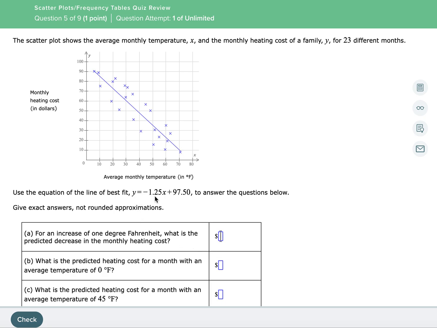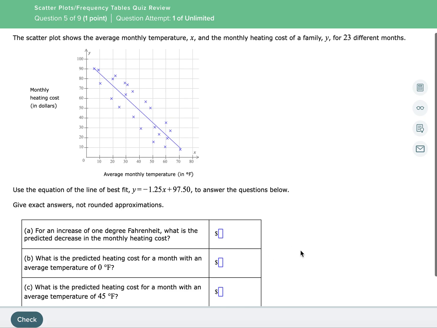So it's y equals negative 1.25x plus 97.5. That negative 1.25, that's our slope, right? Think about y equals mx plus b. And then 97.5, that is our y-intercept, right? And if we followed this line and made it cross the axis, it would cross at about 97.5, which is below 100, above 90, somewhere around here. And that makes sense, right? You can see that. Hopefully that seems pretty clear to you.